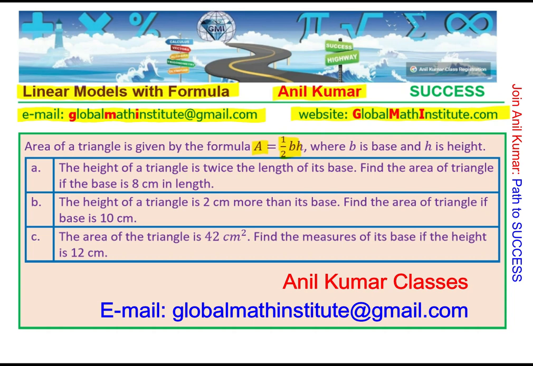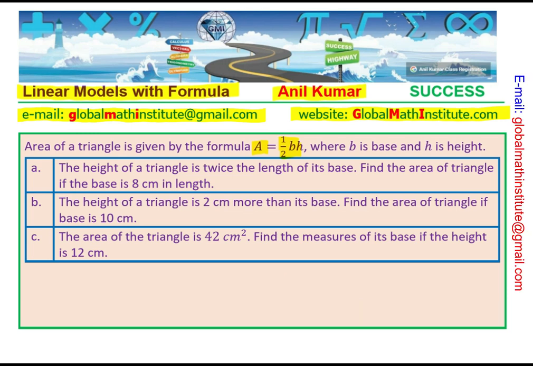Area of a triangle is given by the formula A equals half B times H, where B is the base and H is the height of the triangle. Part A: the height of the triangle is twice the length of its base. Find the area of the triangle if the base is 8 centimeters in length. Part B: the height of the triangle is 2 centimeters more than its base. Find the area of the triangle if the base is 10 centimeters.